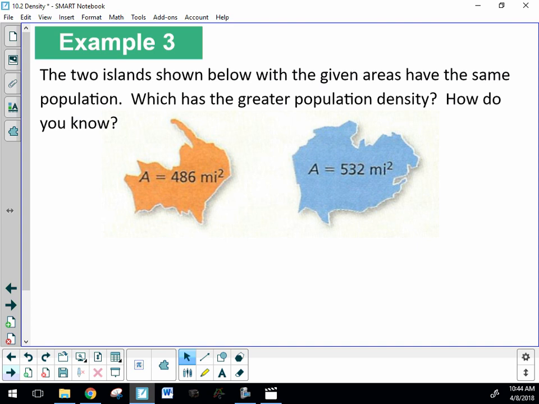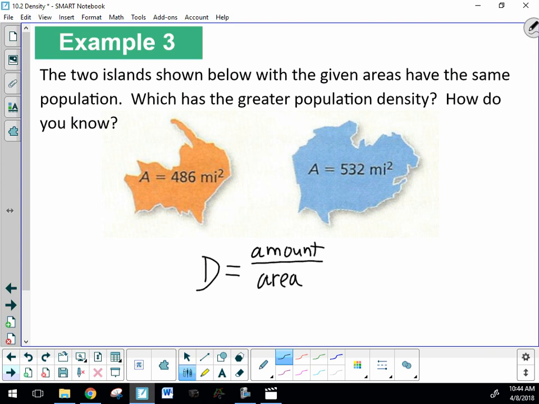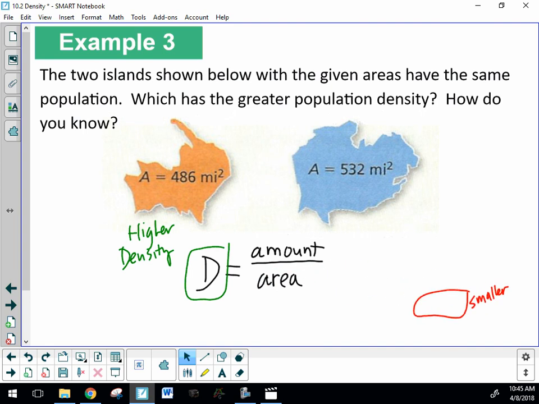So these two islands shown, they have their areas on display right there. They have the same population. Which one has a greater population density? And how do you know that? Well, hopefully you'll think about this for a second, but remember that density is the amount divided by the area. So if it's a smaller area like this orange island, that means you're dividing by a smaller number, which makes the density bigger. If the area is larger, a larger number, that means we're dividing by a larger area. That's going to make it have a smaller density.